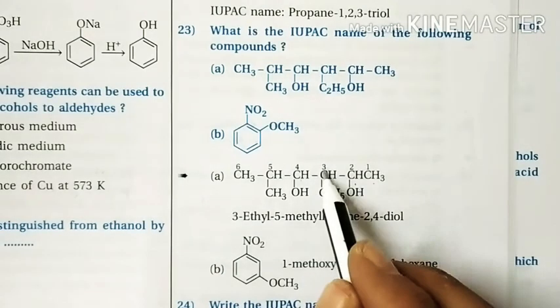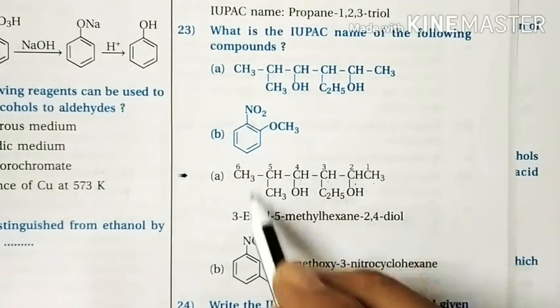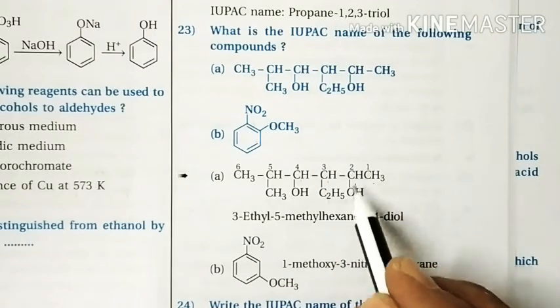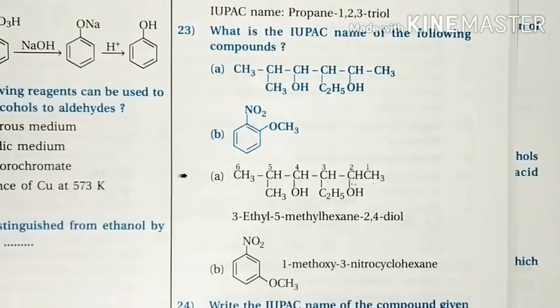So 3 ethyl, 5 methyl, hexane-2,4-diol. Okay. Here OCH3 and NO2 are both groups, but OCH3 is more powerful than nitro. Give the number from OCH3: 1, 2, 3. So it's 1 methoxy 3 nitro cyclo.